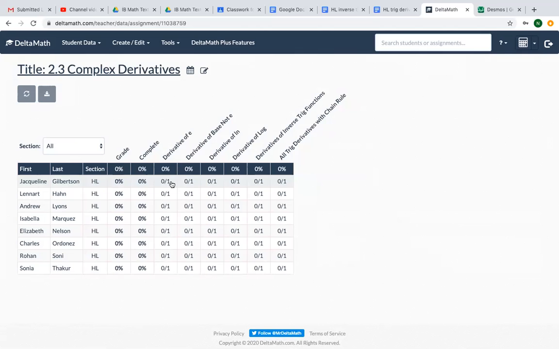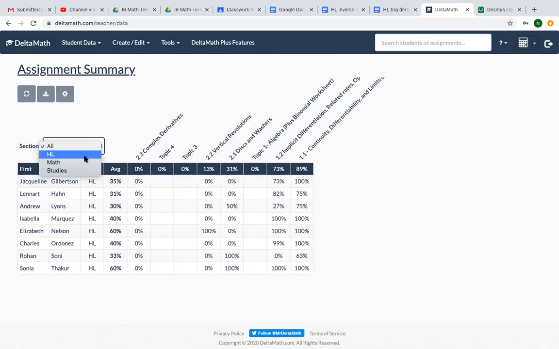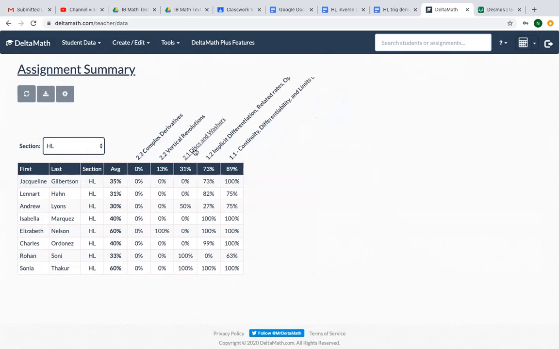Is our test just going to be on the stuff that we learned today, or is it going to be on everything that we just learned? It'll be on everything since you took your test. So it will be complex derivatives, disks and washers, and vertical revolutions. So it'll be 2.1, 2.2, and 2.3.